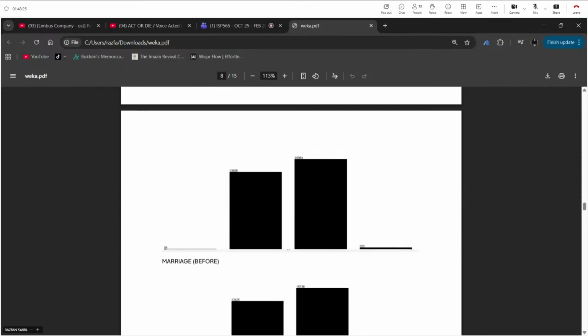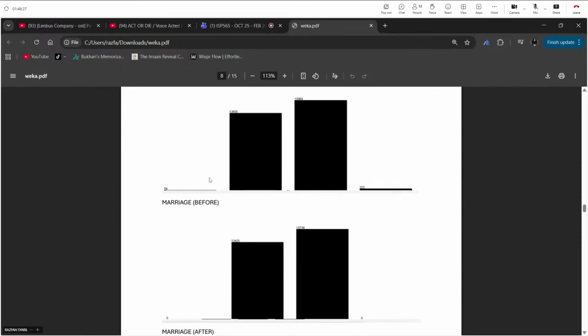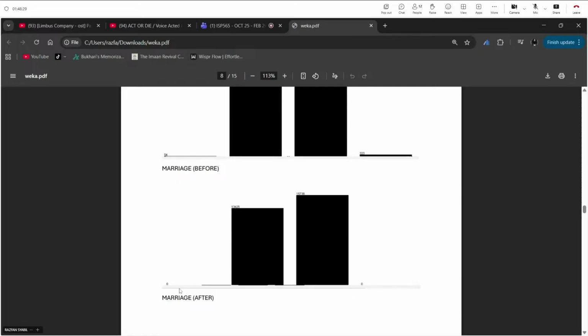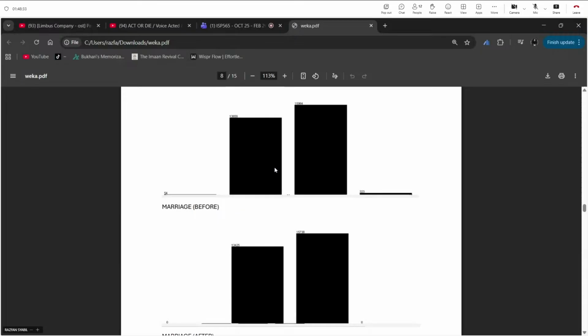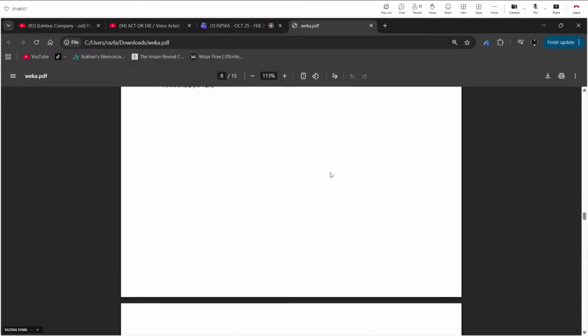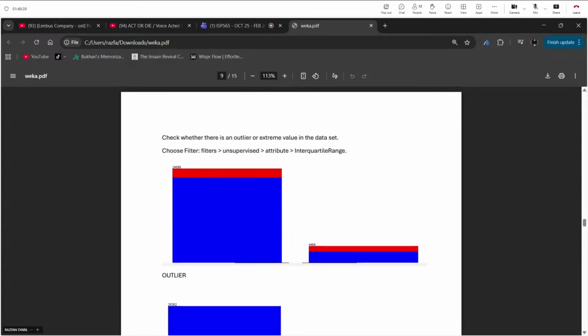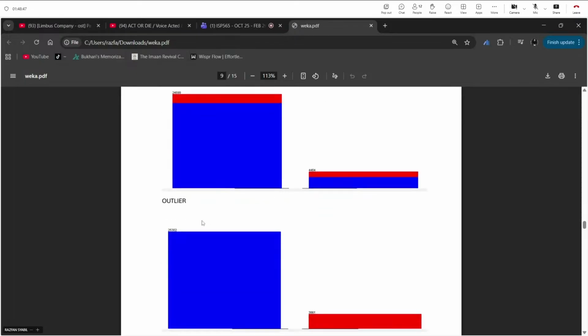Okay, we do the same for marriage. Here, after we filter, the small poles have been gone. So we assume here this is not married and this is married. Okay, moving on. After we check for filter unsupervised interquartile range, we have found that our dataset has outliers and extreme values.